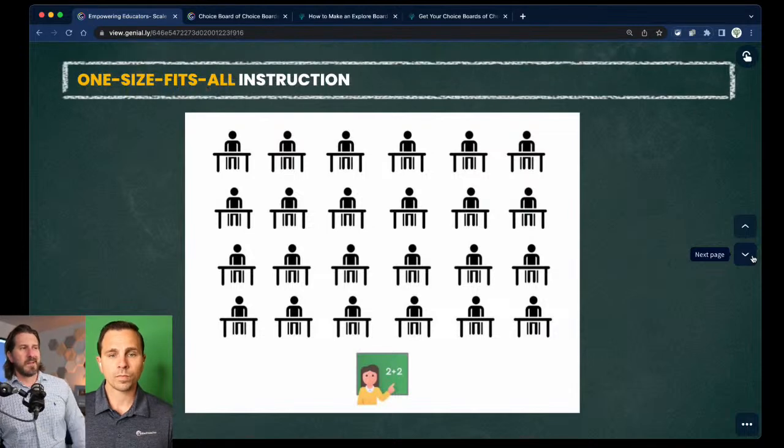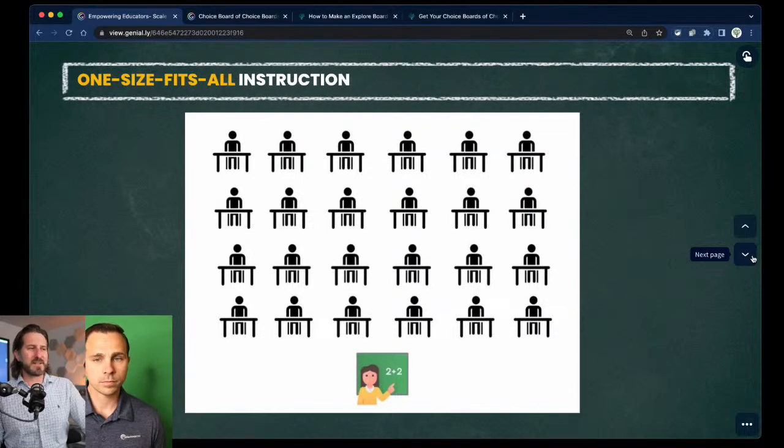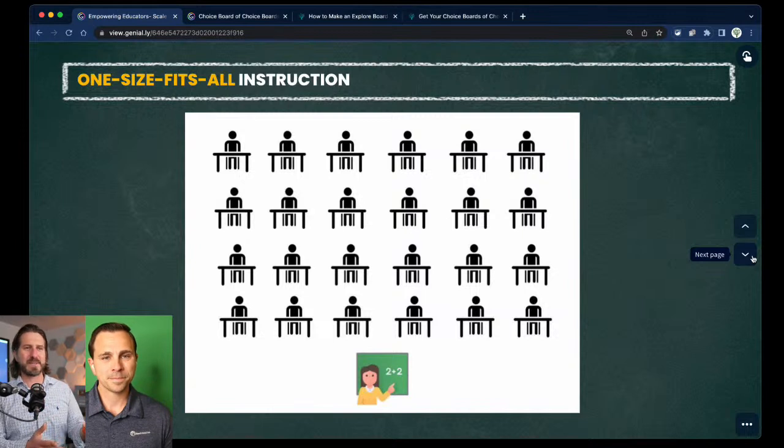So I put together a little graphic here, Tom, showing one size fits all instruction. I know this is actually the first time that you've seen this, but I'm curious, when you see this, what comes to mind? What are your thoughts in terms of what this instructional model looks like in practice?